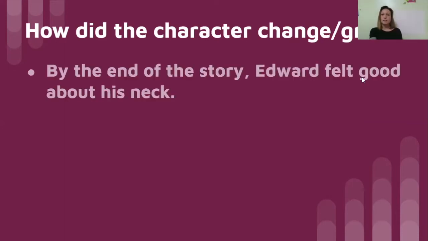So by the end of the story, Edward felt good about his neck. At the beginning, he's trying to hide it, right? Can you remember the ways he tried to hide? Covered it in scarves. He tried hiding in a ditch so only his head stuck out. He tried hiding behind trees. But by the end, he's wearing one bow tie and proudly displaying it, right?